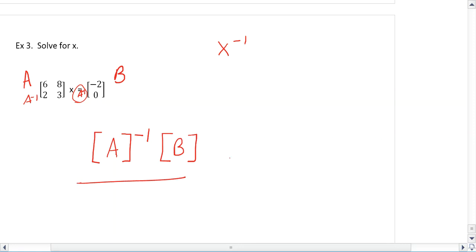And then if you hit enter, it should give you the matrix -3, 2. And what this is saying is this is solved for x. x is the matrix -3, 2. And then try it if you want to check your answer. This 2 by 2 times our answer would give us -2, 0 in that matrix.